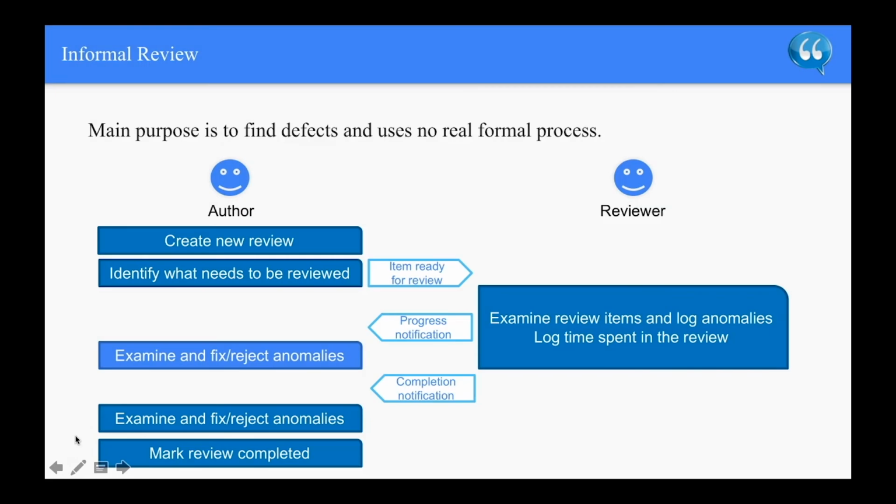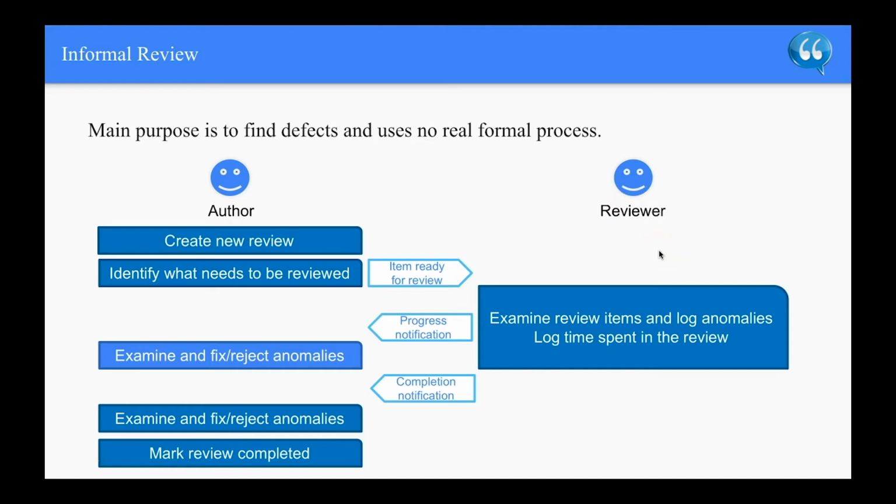Okay, to represent informal review, I made up this chart. The main purpose is to find defects and it uses no formal process. Here is the author. The author creates a new review, identifies what needs to be reviewed, and then the item is ready for review and passed on to the reviewer. One of the reviewers can be a tester.